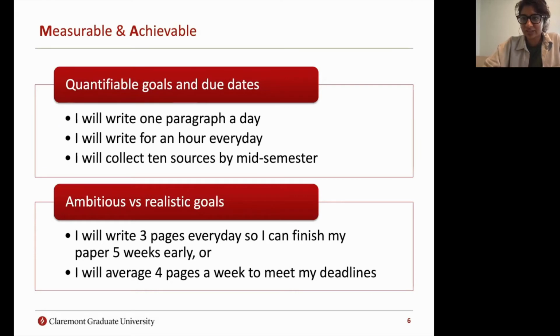And doing that, you can start to determine what smaller goals you can set for yourself in terms of building your writing plan. So measurable refers to building quantifiable goals in accordance with thinking of due dates.